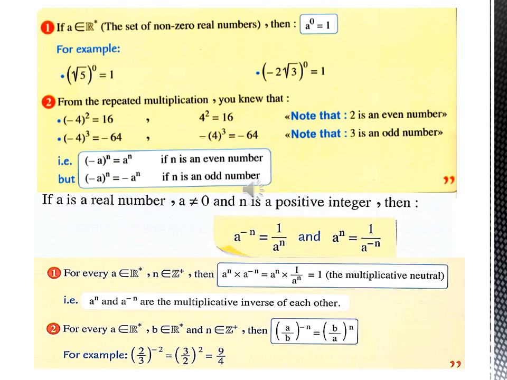Also remember, if you have a to the power minus n, that means the multiplicative inverse of this number, which is 1 over a to the power n. Also, if you have a over b to the power negative n, we take the multiplicative inverse of this number, and it will be b over a to the power n.